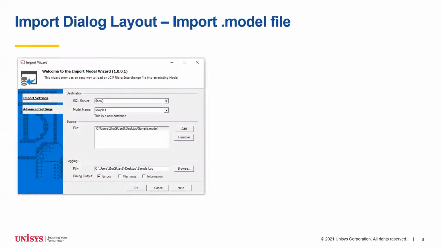Two pages are on this new dialog, the Import Settings page and the Advanced Settings page. The Import Settings page is divided into three parts. Import SQL Server and model name in the destination part, and then select and add files in the source part. After adding a file in source, the log path will appear in the log part. Now let's move to the Advanced Settings page.